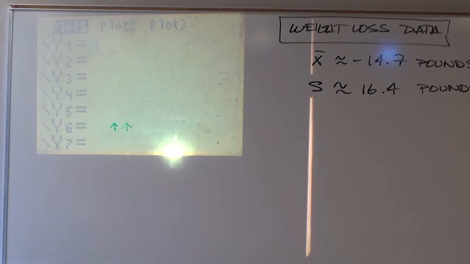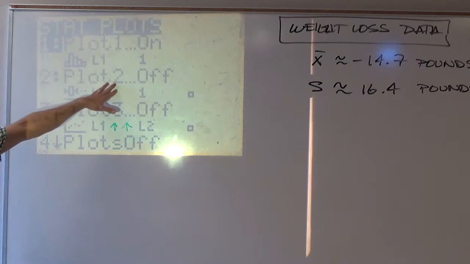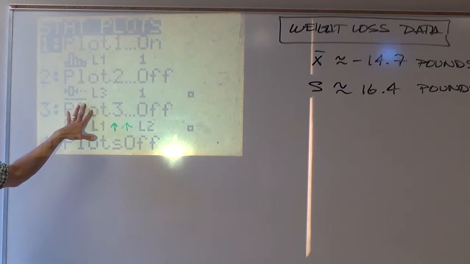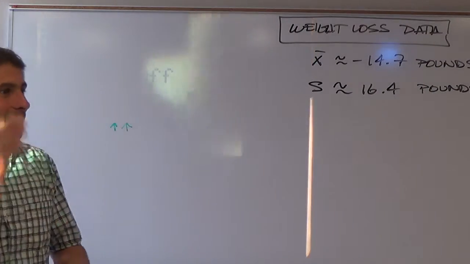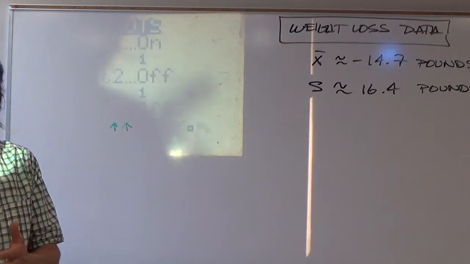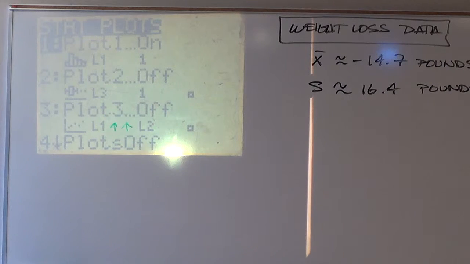And the reason she was getting an error was she also had a plot 2 turned on, and it was trying to graph data that wasn't there anymore. So if you ever get an error like she got, that was a dim error, D-I-M, go check to make sure all your plots are turned off except the one you're working with.